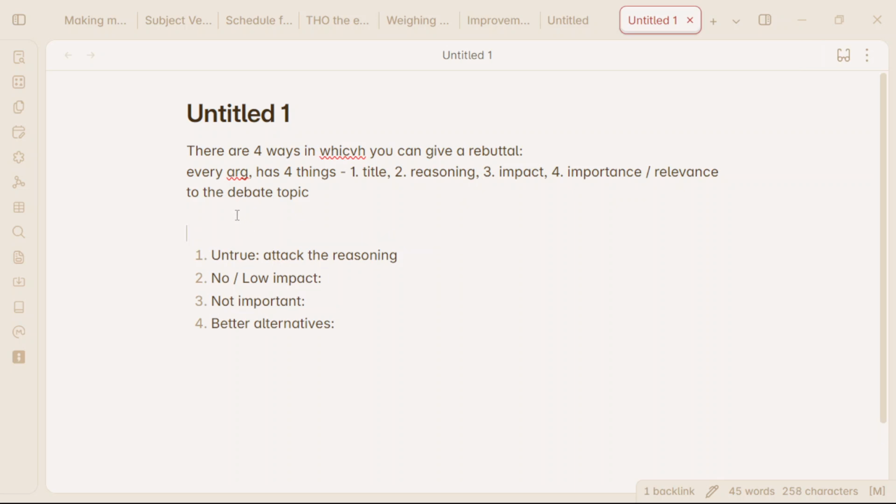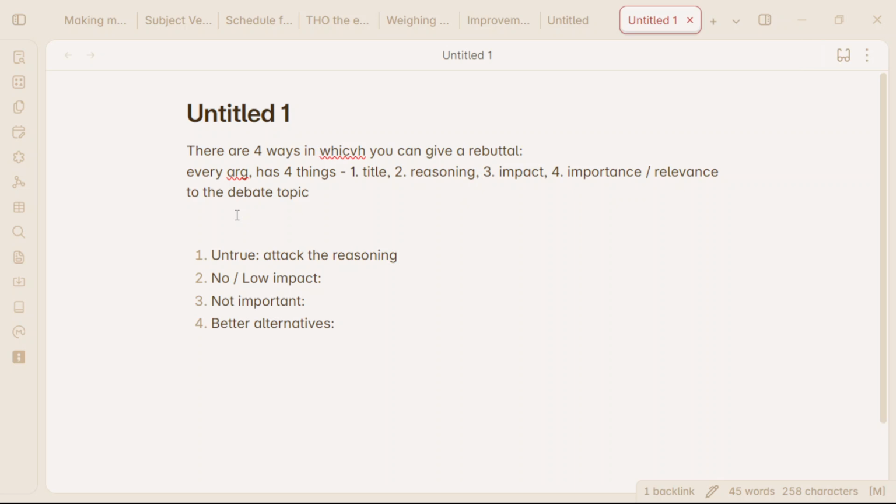Maybe for you, the easiest option is better alternatives, but it largely also depends upon the debate motion and, more importantly, the argument that your opponent has given. Because your opponents are of different qualities, right? If someone is a weak debater, they might give you a very bad reasoning for their argument. So it will be easier for you to attack their argument's truth, right? You will just say easily that it's untrue.